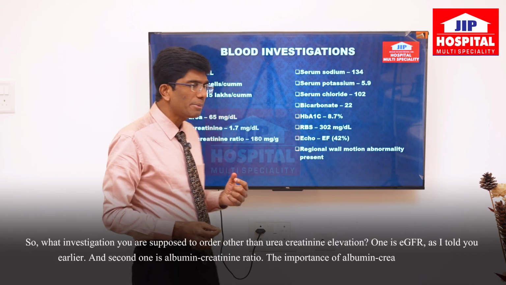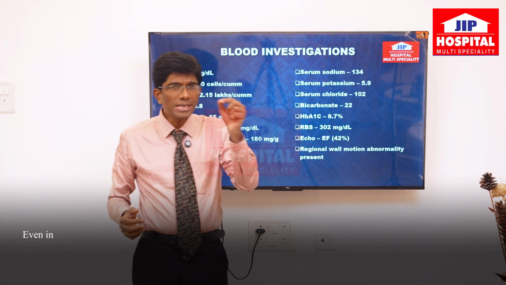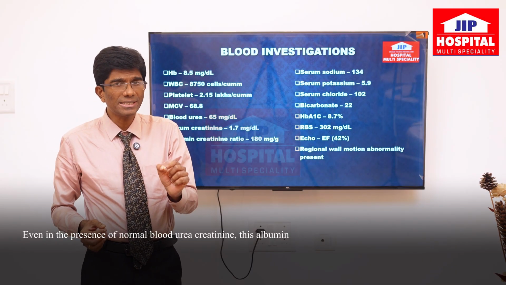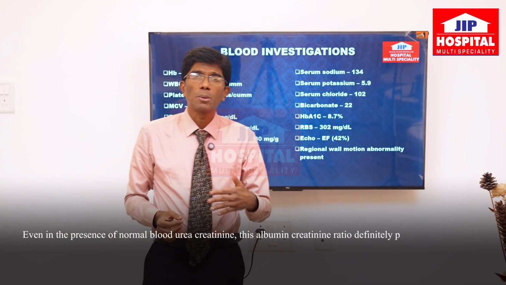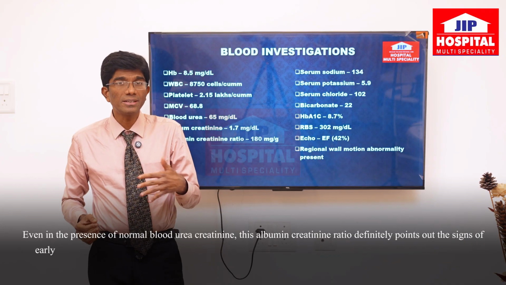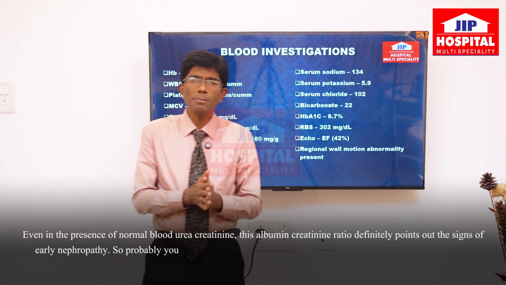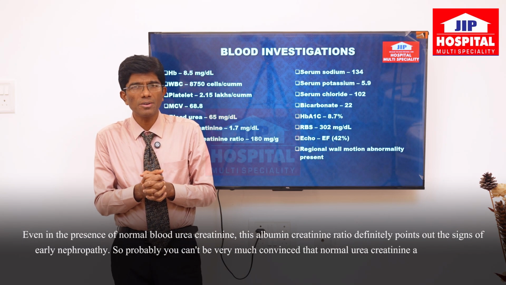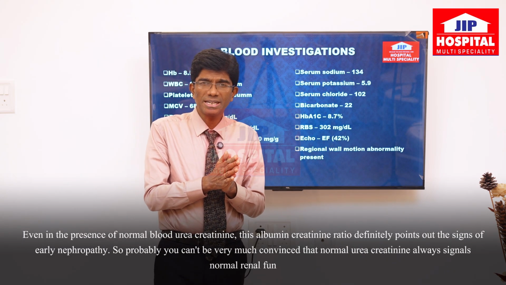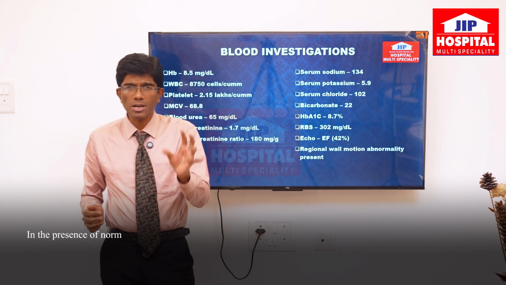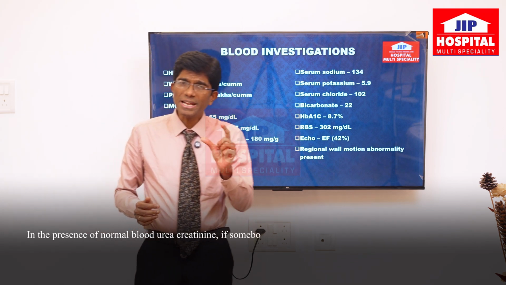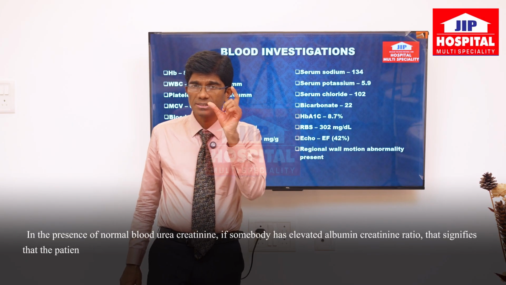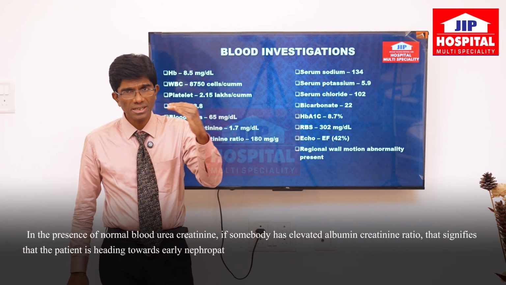See, the importance of albumin creatinine ratio is that, even in the presence of normal blood urea creatinine, this albumin creatinine ratio definitely points out the signs of early nephropathy. So you can't be very convinced that normal urea creatinine always signals normal renal function. In the presence of normal blood urea creatinine, if somebody has an elevated albumin creatinine ratio, that signifies that the patient is heading towards early nephropathy.